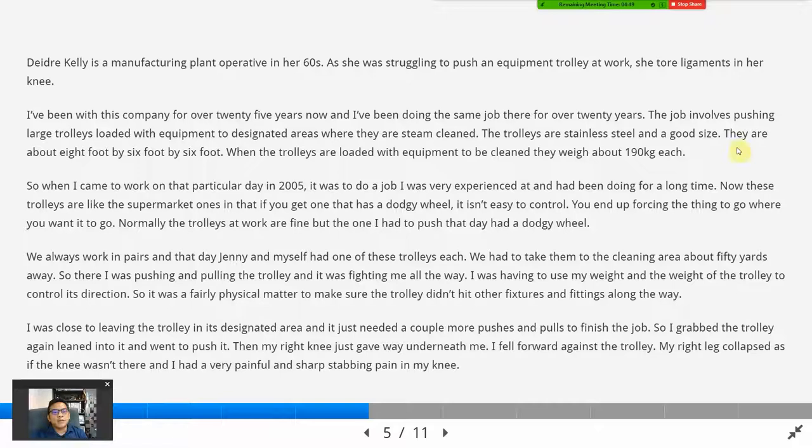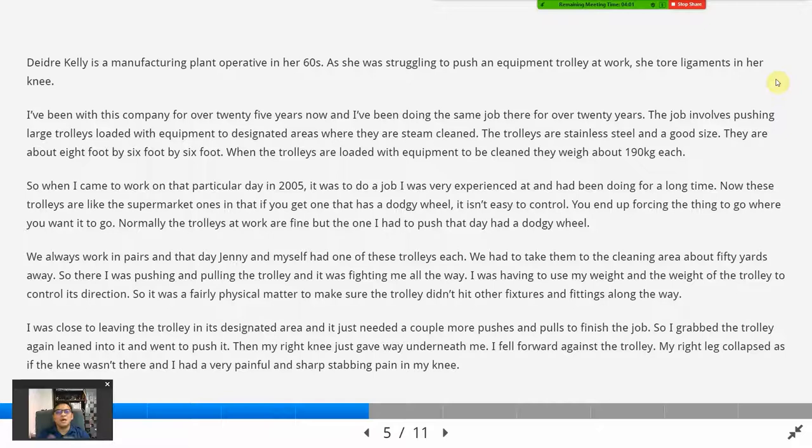She was an aging worker in her 60s, and her job was to push trolleys that carry equipment from one point to another. And then one day, Mrs. Kelly tore her ligament in one of her feet and it caused her extreme pain. For those who have experienced a torn ligament, especially the sportsmen and sportswomen out there, you know how painful it can be when you tear your ligament, part of the muscle of your legs ruptured, koyak.